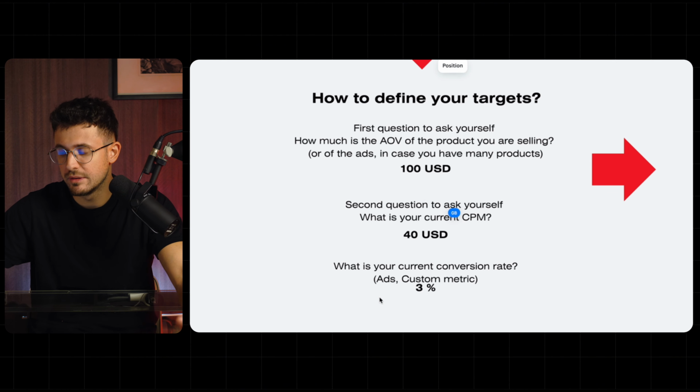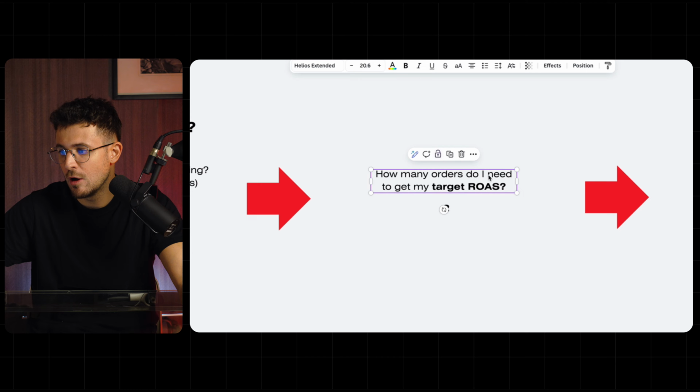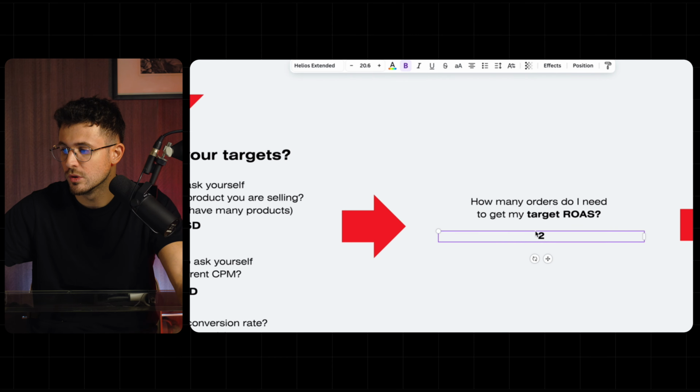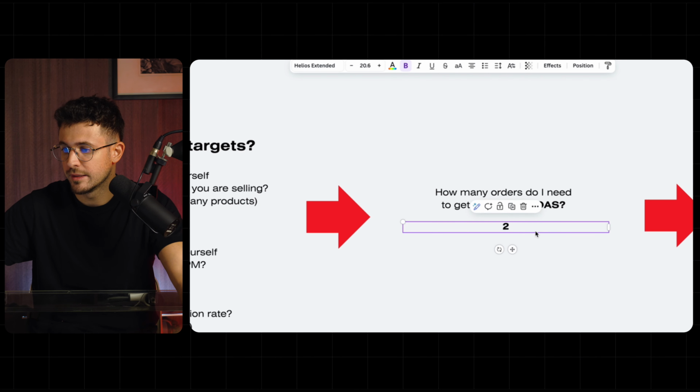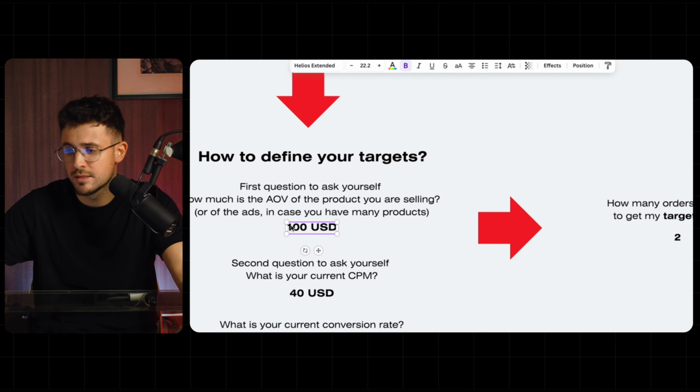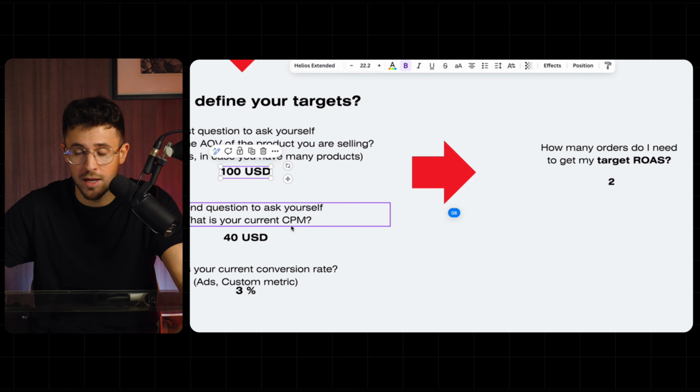And then once you have defined all of this, you need to ask yourself, how many orders do I need to get to my target ROAS, in this case of 2? And so the answer is simple: 2. Because if I get 2 orders, 100 is the selling price, so my revenue is going to be 200. I spend 100 on ads, and so basically I'm making a return on spend of 2.